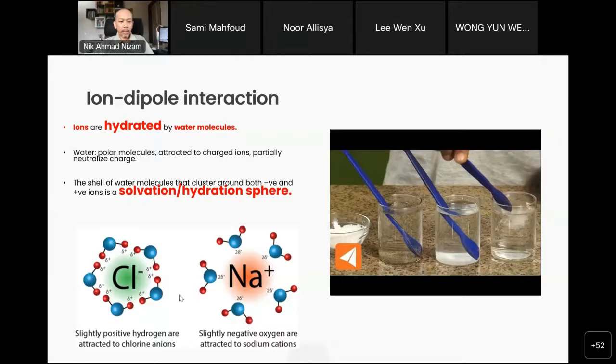Sodium has a positive charge, so the positive will attract the delta negative, from the oxygen of the water molecule. Slightly negative oxygens are attracted to sodium cations. So we call it attraction or interaction. Here we don't call it a reaction. There is no reaction here. Na plus will not react. There is only interaction. So this is the ion-dipole interaction, because of the negative charge and the positive charge.